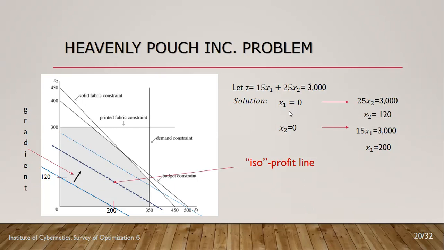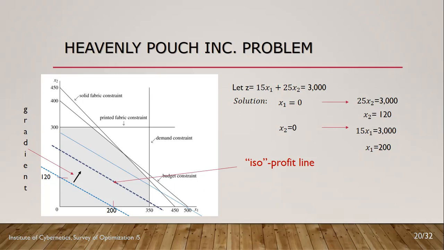Then, by setting the x1 variable to 0 and the x2 variable to 0, we find the points of intersection with the x1 axis and x2 axis. Two points determine only one line, so we can draw a line here, and we will denote it as a blue dashed line.